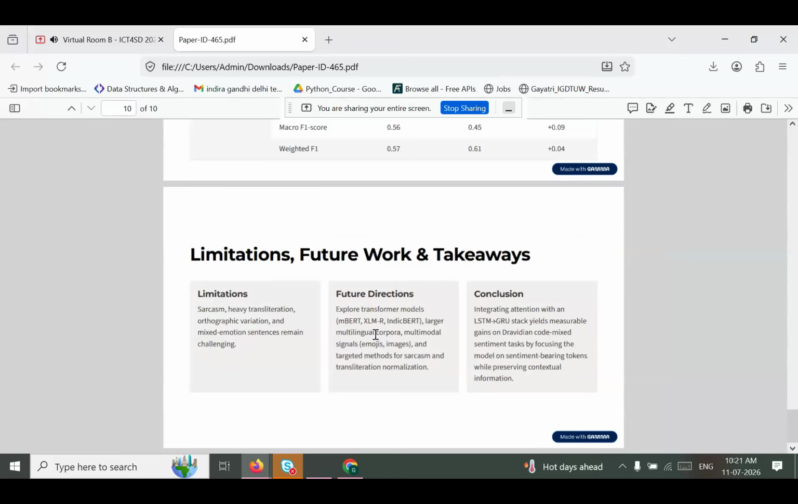So to conclude, we propose an attention-enhanced LSTM GRU model for sentiment analysis of Dravidian code mixed text. By combining LSTM, GRU, and the attention mechanism, our model captures both long-term and short-term contextual information while focusing on the most important words in a sentence. The experimental results demonstrate that our proposed model outperforms the baseline models and improves sentiment classification performance.